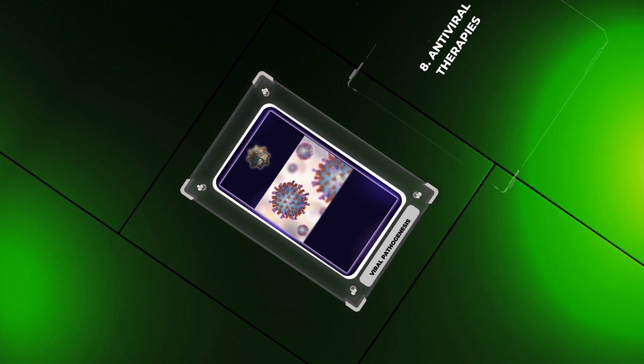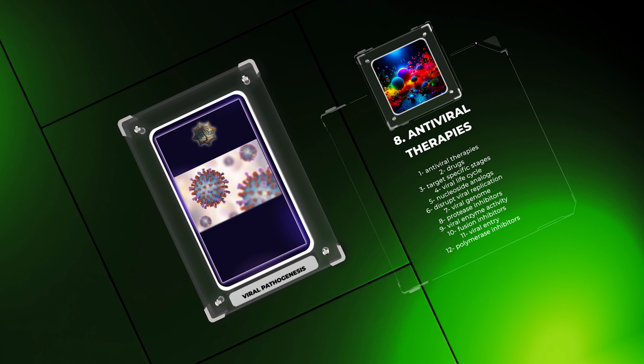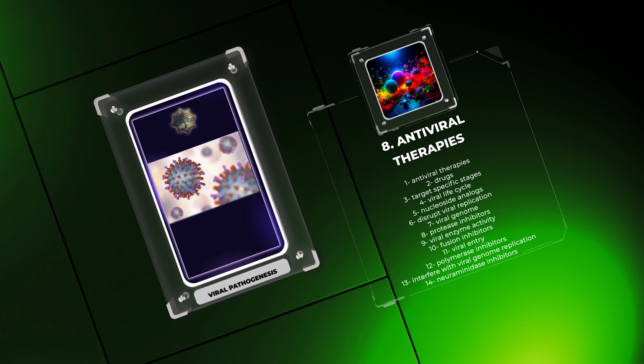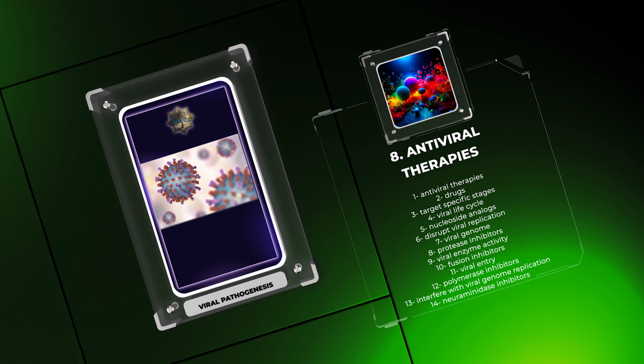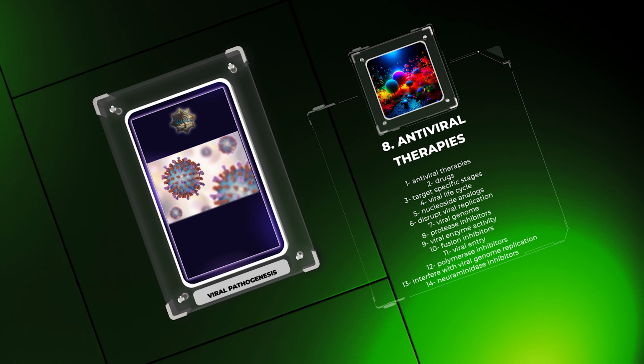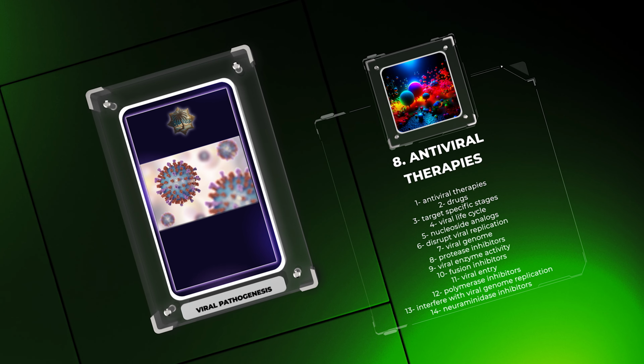In the antiviral therapies section, we will discuss drugs that target specific stages of the viral life cycle. Nucleoside analogues disrupt viral replication by incorporating into the viral genome. Protease inhibitors block viral enzyme activity, fusion inhibitors prevent viral entry, and polymerase inhibitors interfere with viral genome replication. Neuraminidase inhibitors inhibit the release of viral particles. Understanding these mechanisms is crucial for effective use of antiviral drugs while limiting drug resistance.